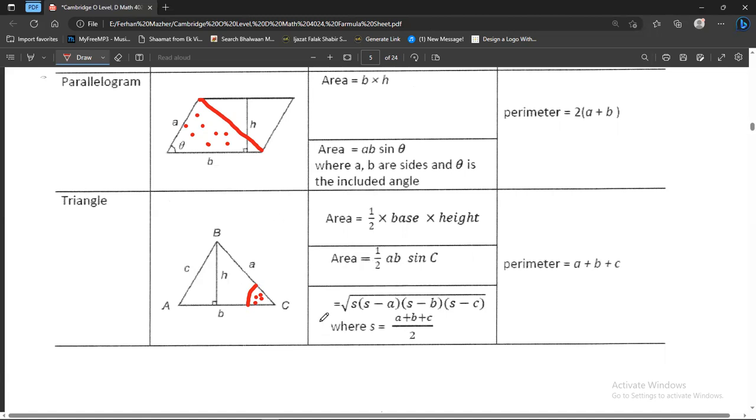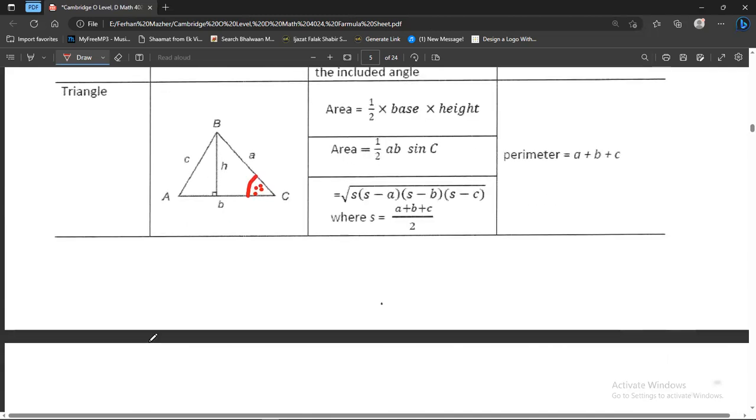Another formula is called Hero's formula. For the area of the triangle, you know the three sides a, b, and c, and s is (a plus b plus c) divided by 2, which is half of the perimeter of the triangle. Then you can find the area by this formula: square root of s(s minus a)(s minus b)(s minus c). This formula is rarely used, but you should remember it also. The perimeter of the triangle is the sum of all three sides.